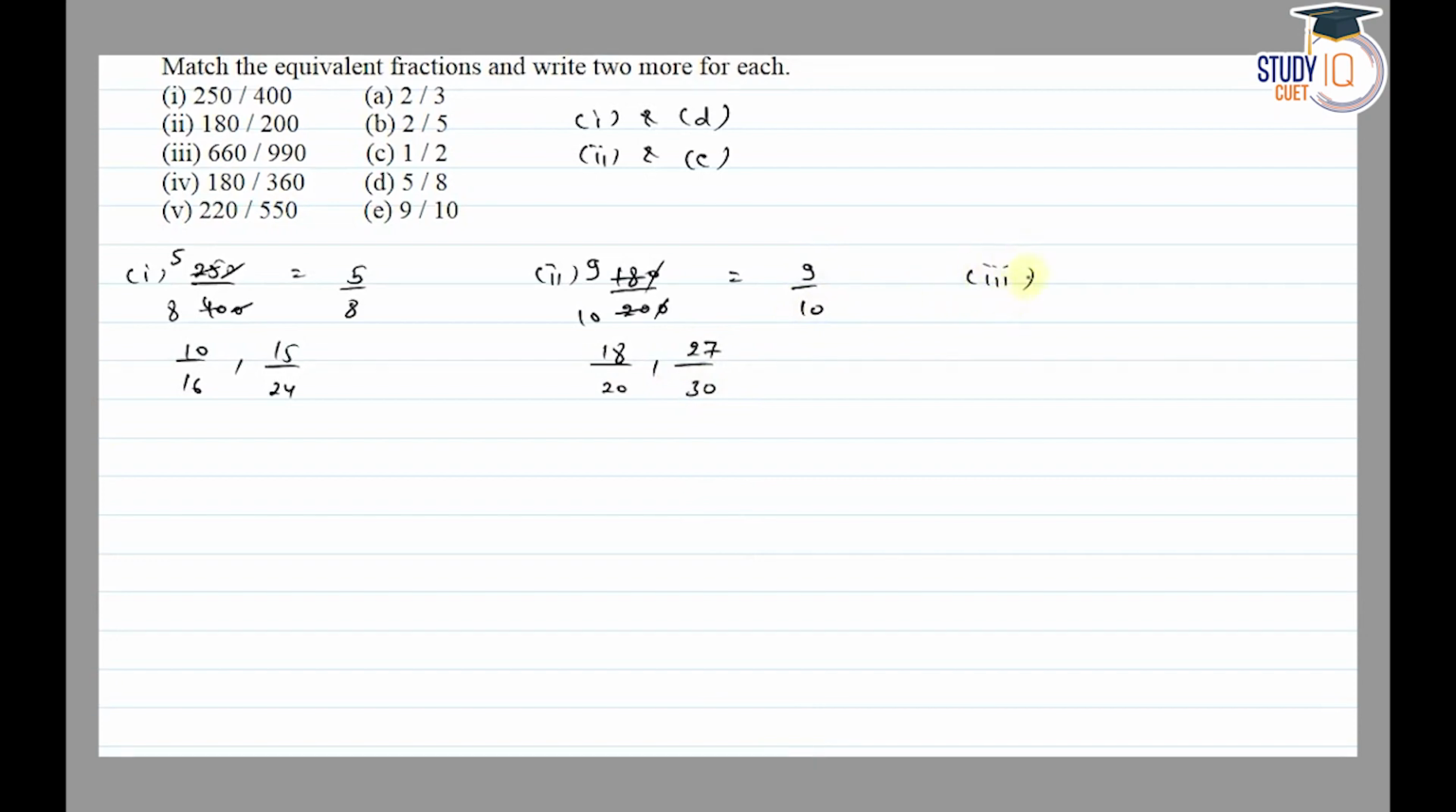Third, 660 upon 990. 0 से 0 cancel out हो जाएगा, then 11 से cancel out हो जाएगा 6 times, then 9 times, then 3 से 2 times and 3 times. So ये हो जाएगा हमारा 2 by 3. So third, 660 upon 990 is equivalent to 2 by 3, means option A.